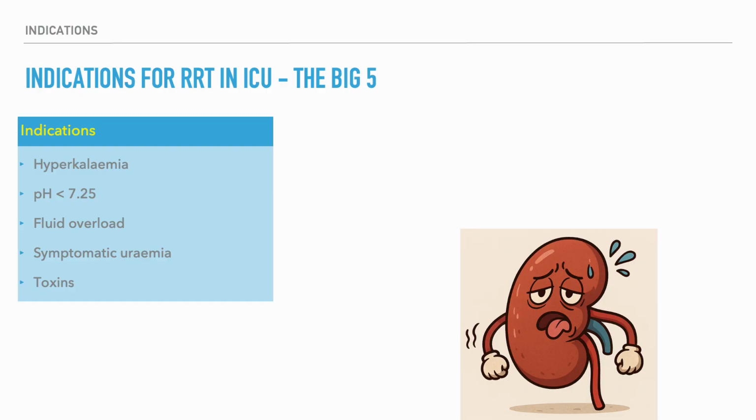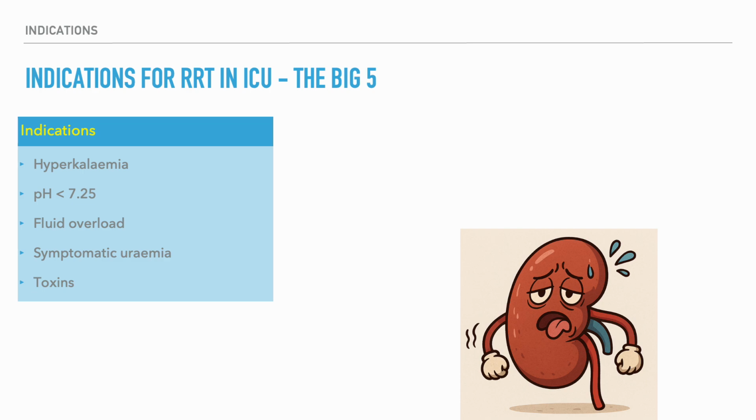Firstly, hyperkalemia, which we quote as usually over 6. A metabolic acidosis with a pH less than 7.25, and we measure that this is metabolic in nature by comparing it to the base excess, which will be -10 if it's predominantly metabolic.